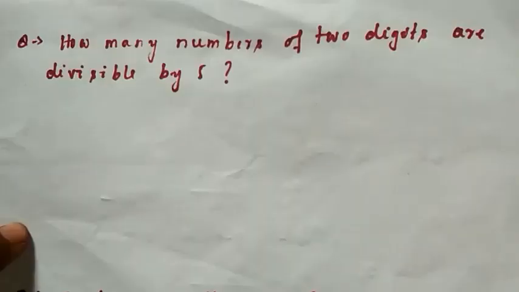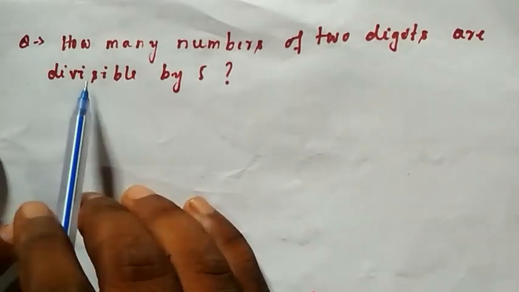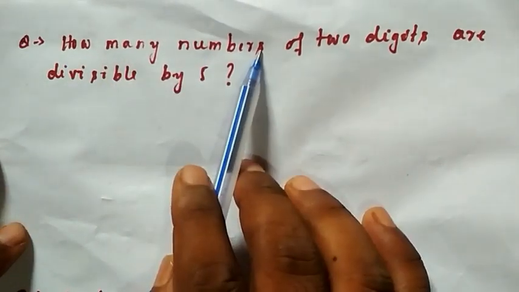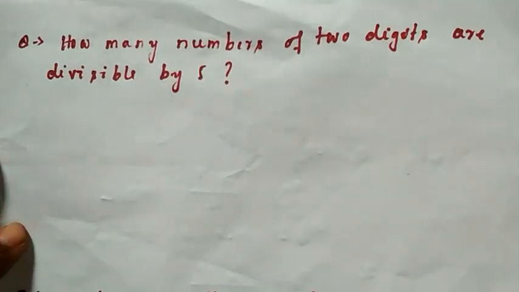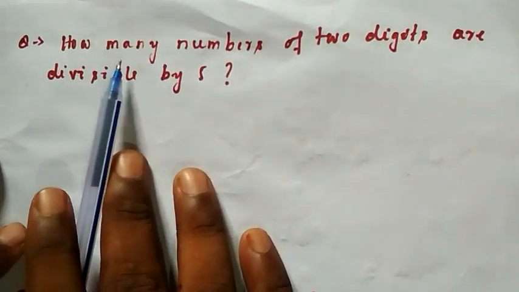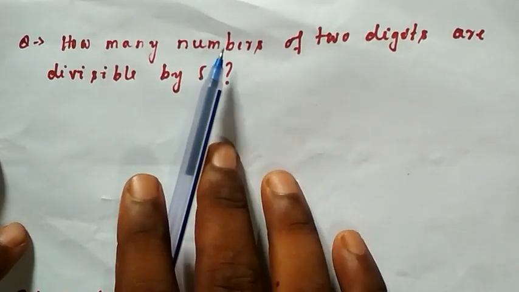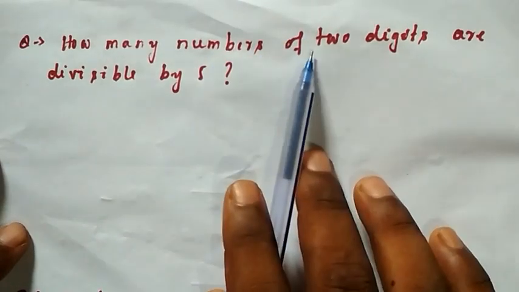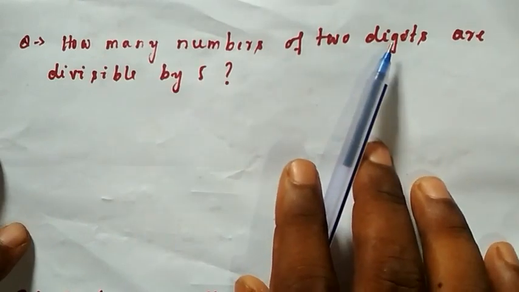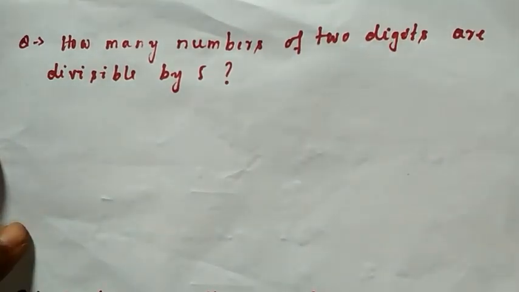Now students, I am going to discuss some more important questions based on arithmetic progression. The question is, how many numbers of 2 digits are divisible by 5? Listen here. You have to find the total number of 2-digit numbers that are divisible by 5.